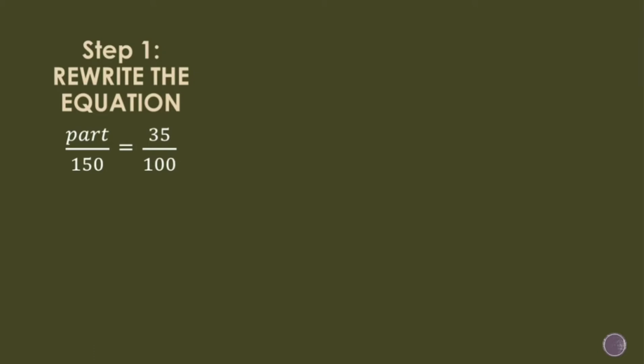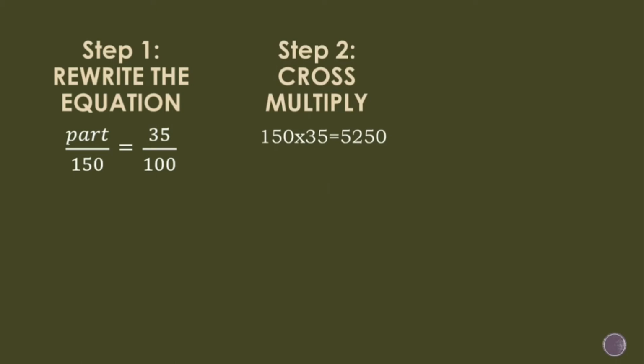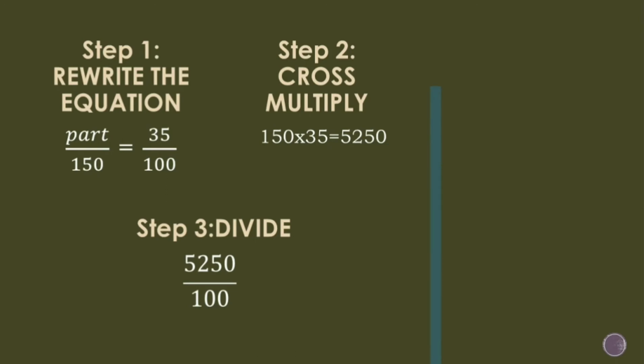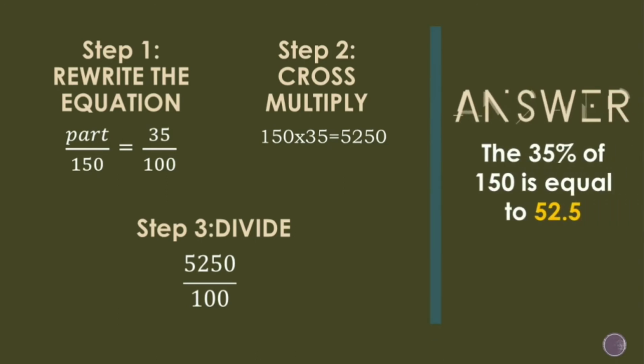Step 2. We cross multiply. 150 times 35 is equal to 5,250. Step 3. We divide 5,250 by 100. 5,250 divided by 100 is equal to 52.5. The answer is, 35% of 150 is 52.5.